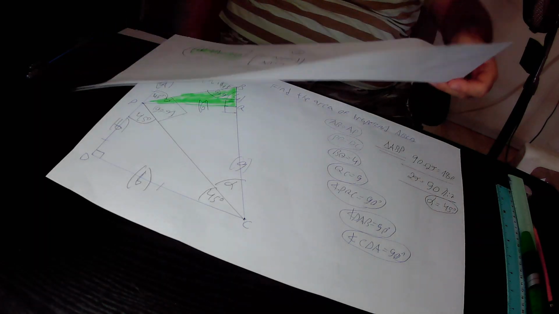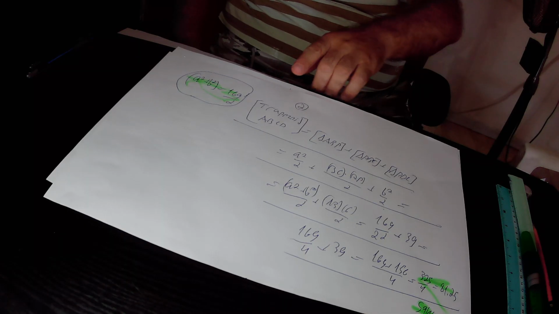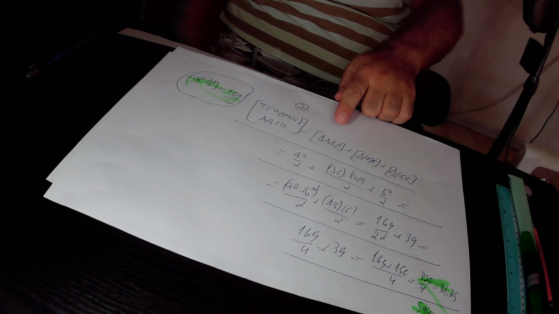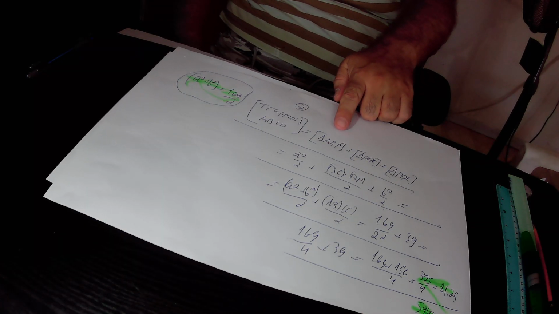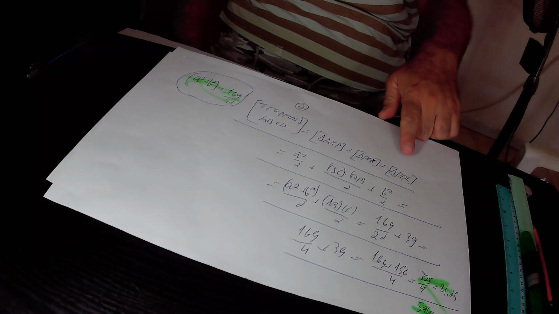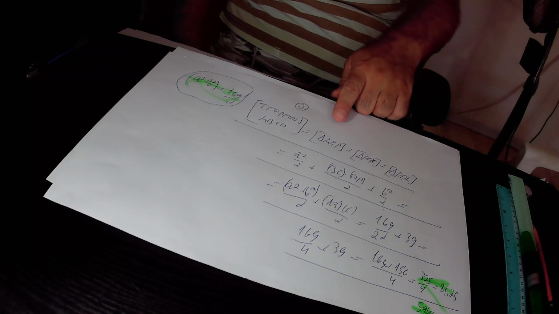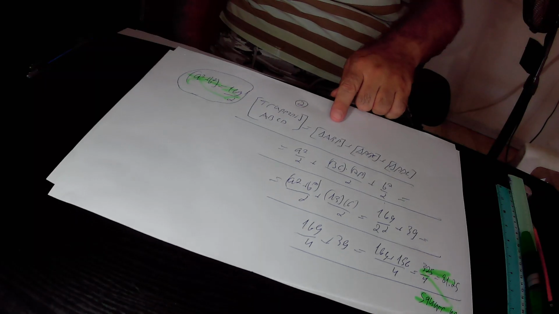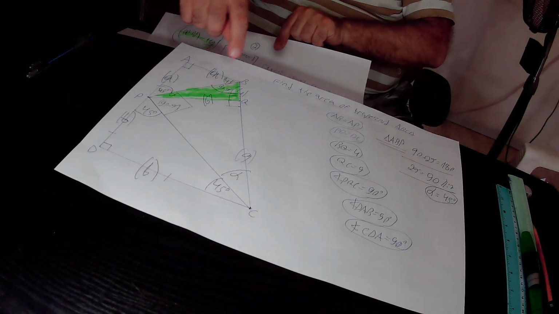So again, the area of trapezoid ABCD equals the area of the first component, that is the area of the small right triangle ABP, plus the area of the second component, that is the area of the big right triangle PBC, plus the area of the third component, that is the area of the right triangle PDC. The area of the first component, that is the area of the right small triangle ABP. This is the right small triangle ABP.